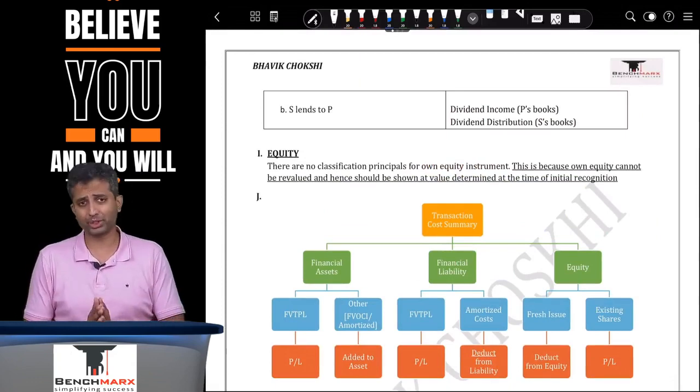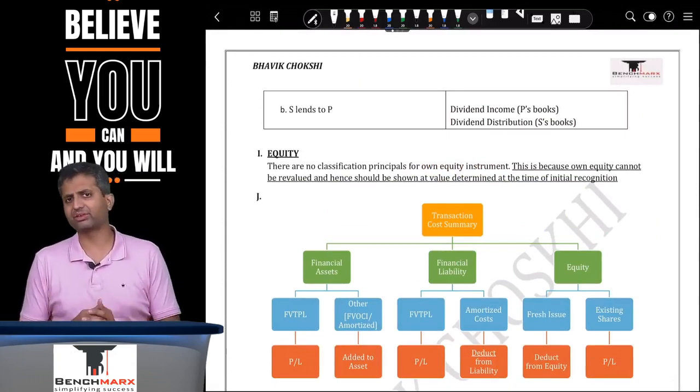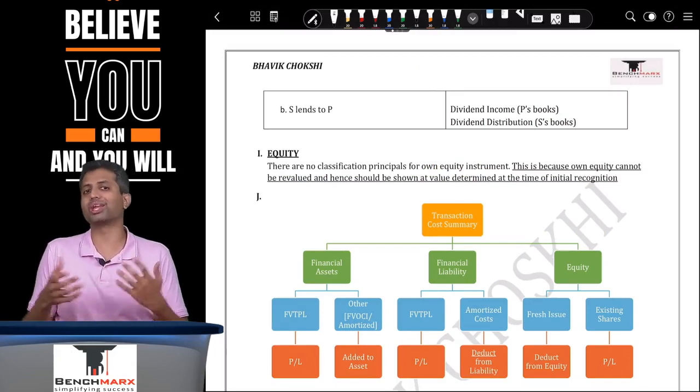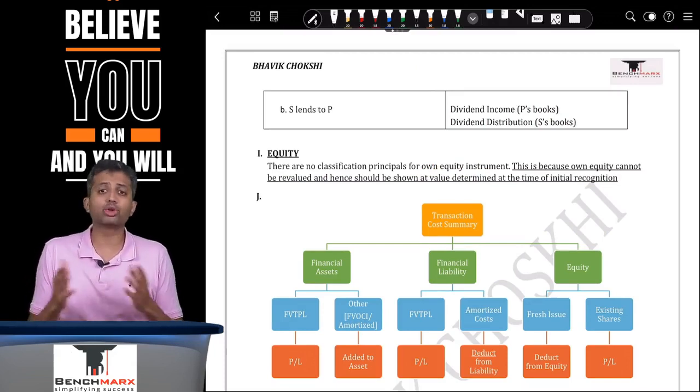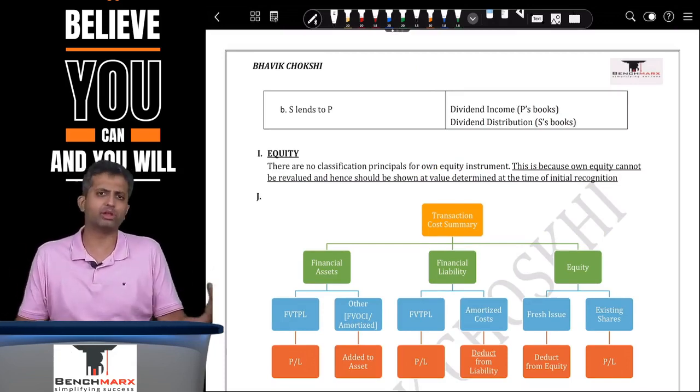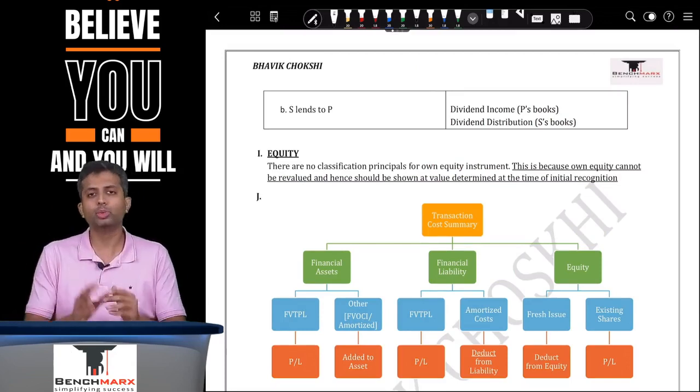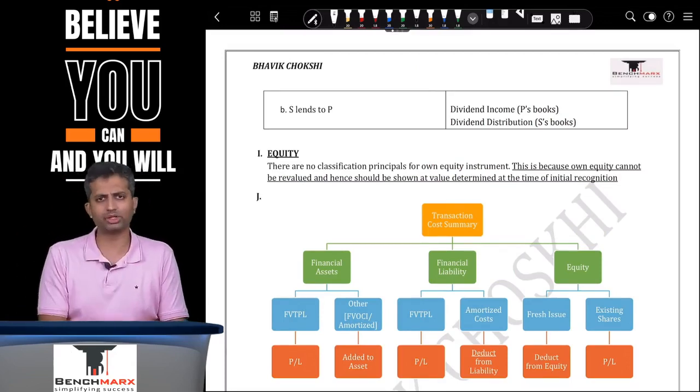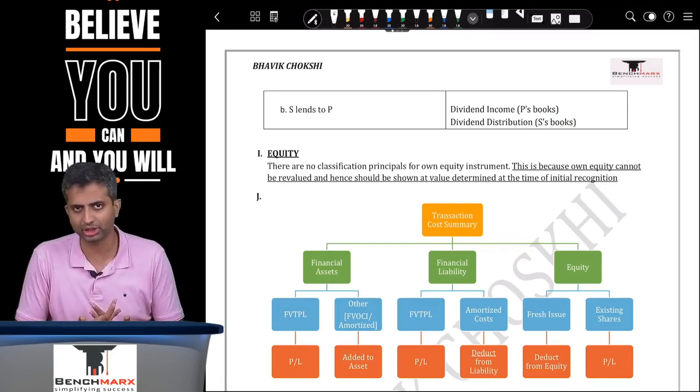And lastly, coming to equity. There's a very well accepted principle in accounts that own equity cannot be remeasured. As a result, there are no separate classification and separate fair value principles for the purpose of equity. You will record it at the fair value as determined on initial recognition. You will not keep on remeasuring it.